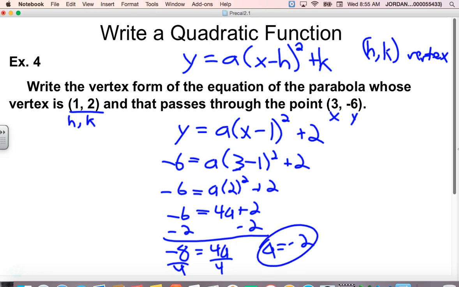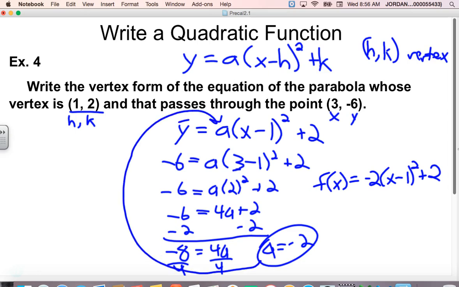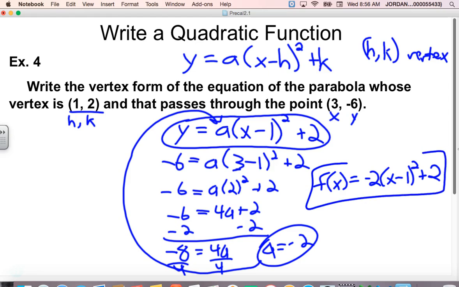Right, so now once I know a, again, the problem is to write the vertex form. So now I'm going to plug my a back in and write the vertex form. So negative 2 times x minus 1 squared plus 2. I'm just going to take it and put it back in right here and write this exact thing, only plug in the value for a that I found. So when I do that, right here's my answer. So that's the function that has a vertex at 1, 2 and goes through the point 3, negative 6.